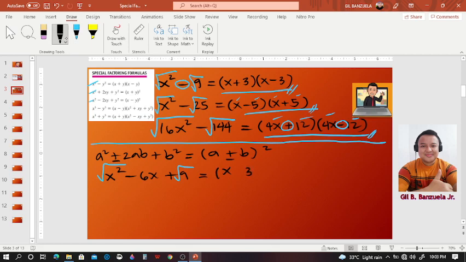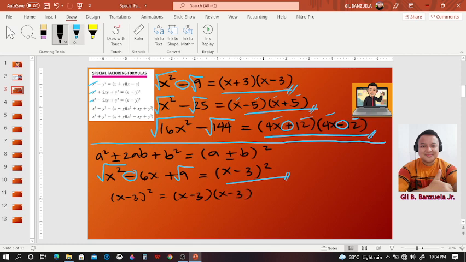Now, since we've got that, we simply copy the sign at the middle, which is minus in this case. Then simply square it. Then that's the final answer, guys. As simple as that. Okay? So if you wish to check if your answer is correct, you simply expand x minus 3 squared, which is also equal to x minus 3 times x minus 3, diba?